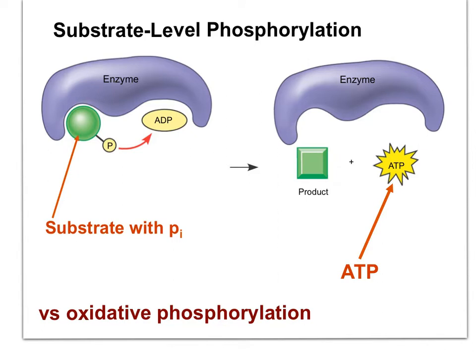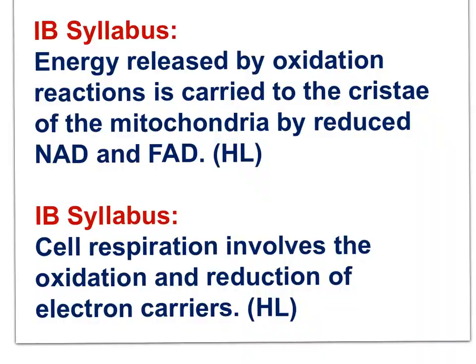In the electron transport system, ATP synthesis happens slightly differently. Keep an eye open for the difference. In the ETS, ATP synthesis occurs by a process known as oxidative phosphorylation. So as I slowly move this movie toward the ETS, here are two IB syllabus statements. Energy released by oxidation reactions is carried to the cristae of the mitochondria by reduced NAD and FAD. Reduced NAD is NADH, reduced FAD is FADH2. Cell respiration involves the oxidation and reduction of electron carriers.